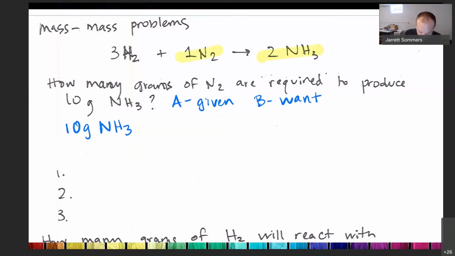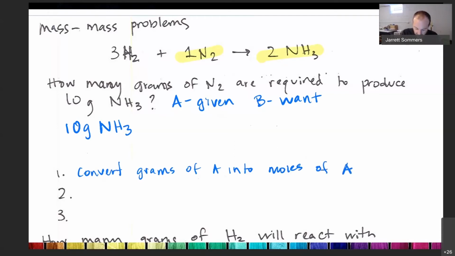First step is to take the thing that you're given and convert it into moles. So convert grams of A into moles of A. And again, the A is the thing that we are given.